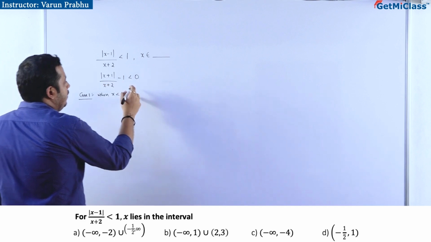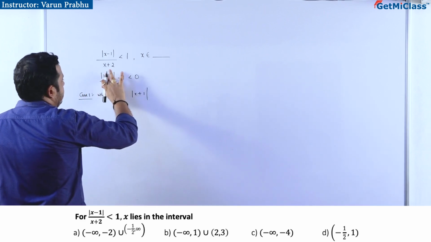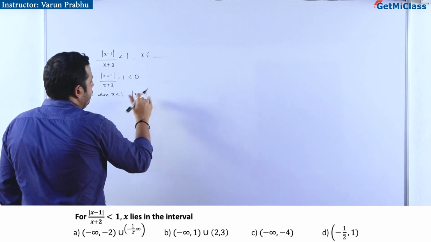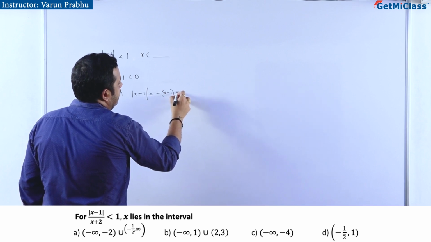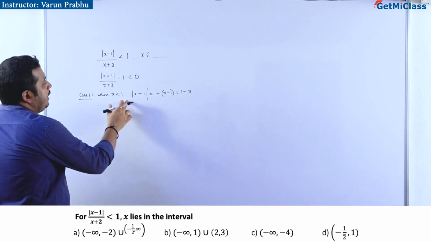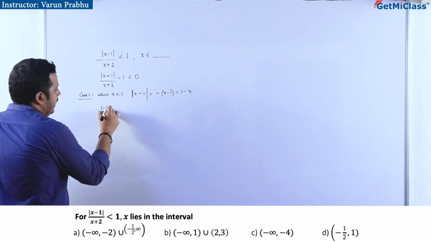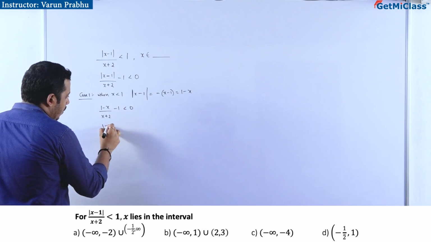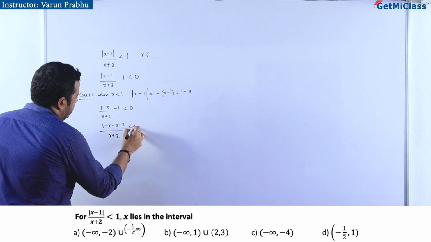when x becomes less than 1, |x - 1| will act like minus of x minus 1, that is equal to 1 minus x, right, when x is less than 1, because mod will not take negative values, mod will take only positive values. So I can say (1 - x) divided by (x + 2), minus 1, is less than 0, so (1 - x - x - 2) divided by (x + 2) is less than 0.